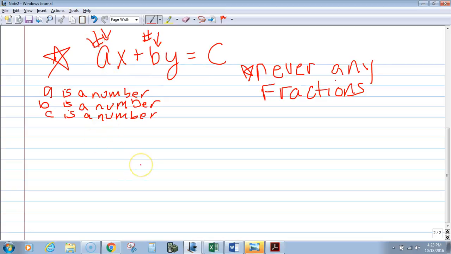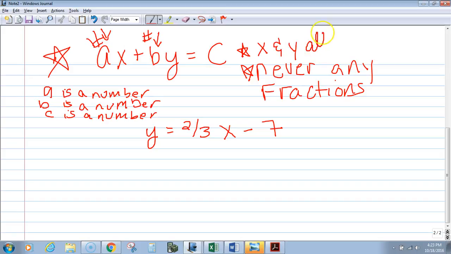So let's take something in slope-intercept form and convert it to standard form. So what if I have slope-intercept form? y equals 2/3 x minus 7. Okay? And then, look, there's never any fractions, and x and y are always on the same side. So x and y always what? You write the rest of what goes there, okay?